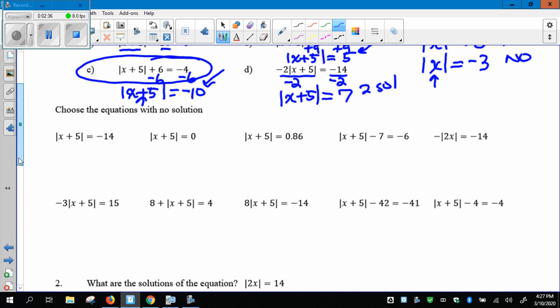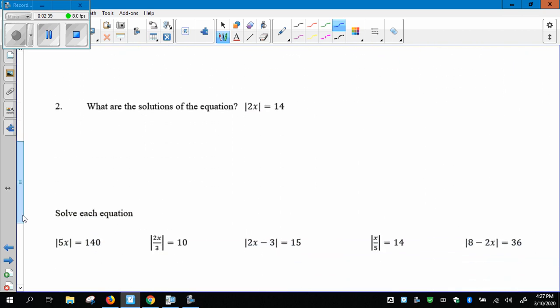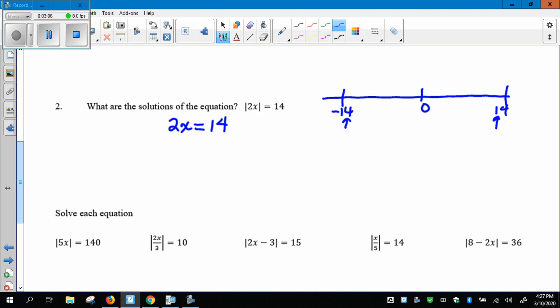All right, the next problem I'm going to help you with here is what are the solutions to the equation, the absolute value of 2x equals 14. Now we define the absolute value as the distance from 0. So think about on a number line, 0, 14 units away from 0 can happen in 2 places, both at -14 and at 14. And so that means that my 2x could equal 14, because the absolute value of 14 is 14. So that means x could equal 7.